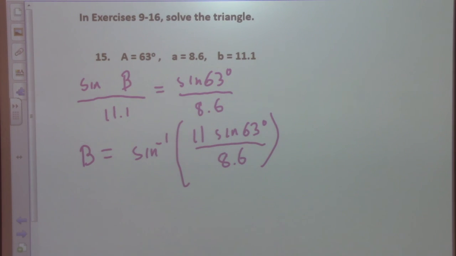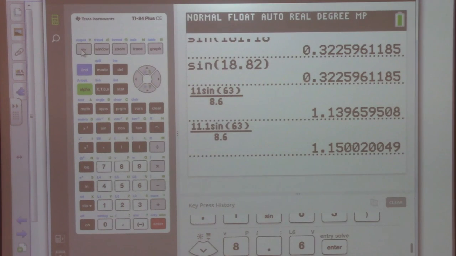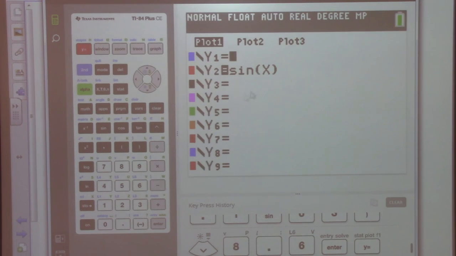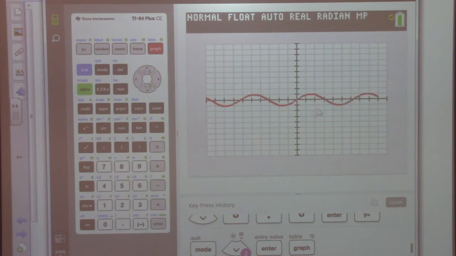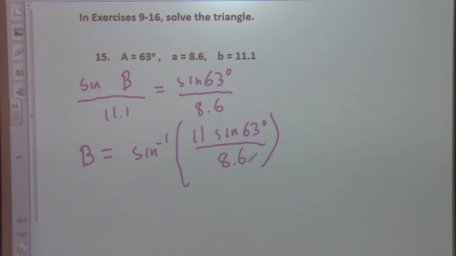But if we go here to the calculator and we graph sine x, and to see it right, I'm going to go ahead and change this back to radians, because we'll be able to see the radian. And we graph, what do we see? What's the maximum value of sine? 1.